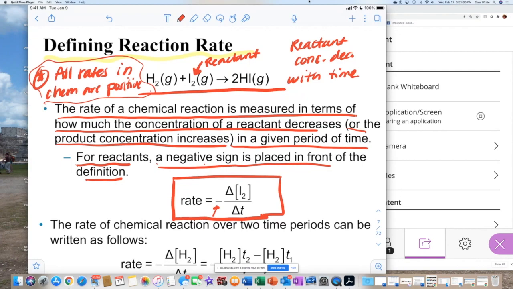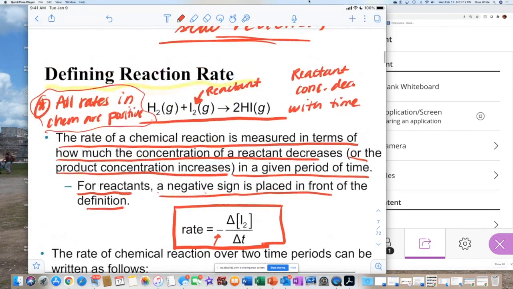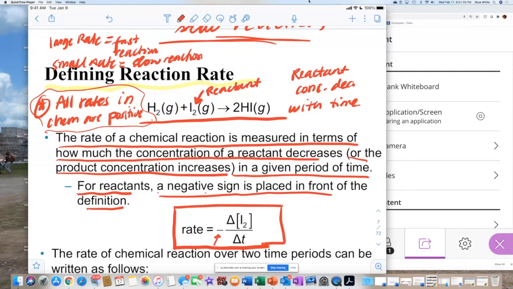The chemicals are always reacting. They never de-react, right? So as you're making the product, if the rate is fast, then you have a large rate. So large rate equals fast reaction. Okay. Small rate equals slow reaction.